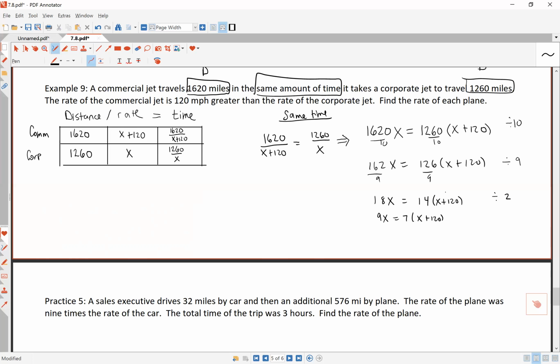All right, so that's 9x equals 7 times x plus 840. When I subtract 7x from both sides, I get 2x is 840, or x is equal to 420 miles per hour. So the corporate jet goes 420 miles per hour, and the commercial jet goes 120 miles an hour faster than that, which is 540 miles an hour.